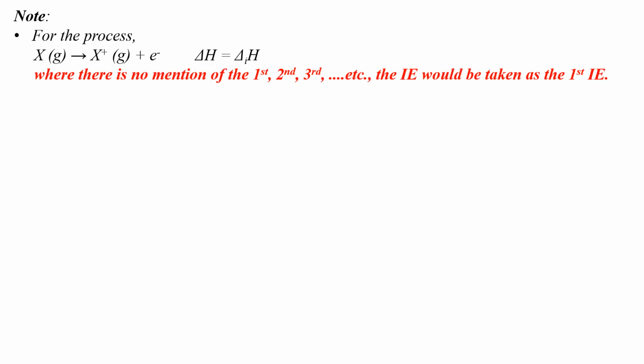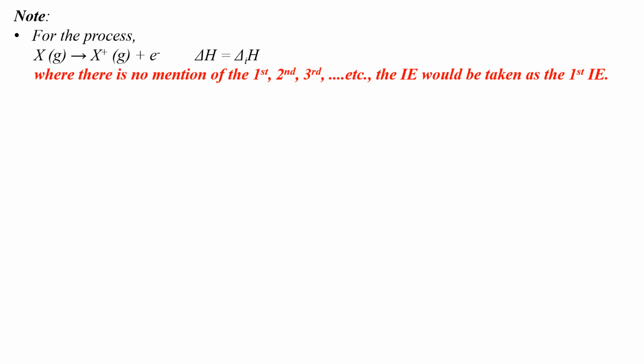Note that for the process X gas gives X plus gas plus electron, where there is no mention of the first, second, third, and so on ionization enthalpies, the ionization enthalpy would be taken as the first ionization enthalpy.